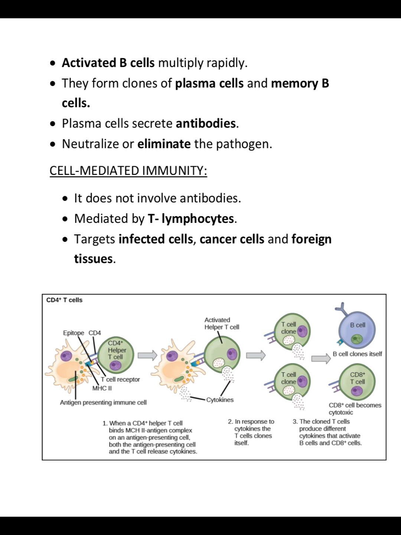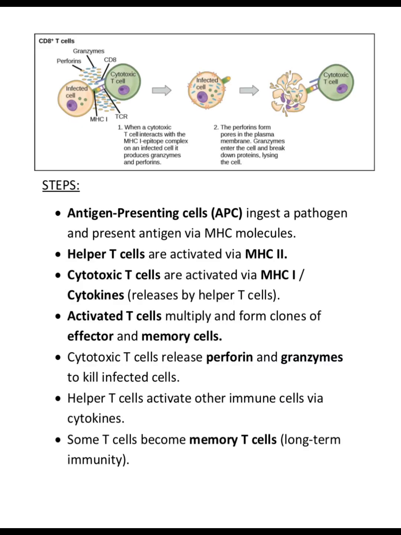Helper T cells get activated when antigen is presented via MHC2 molecule. Activated helper T cells release cytokines, and the cytokines in turn activate B cells and cytotoxic CD8 positive T cells. So cytotoxic CD8 positive T cells become activated when an antigen is presented via MHC1 molecule. As we said, full activation requires cytokines released by helper T cells.